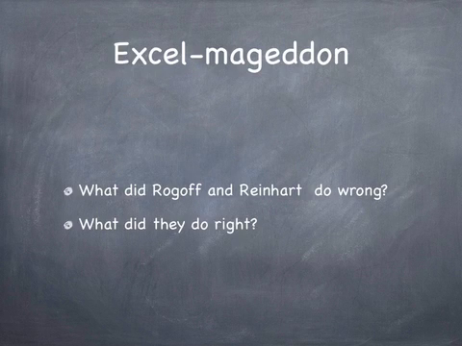So, Excelmageddon, the terrors of Excel, and Rogoff and Reinhardt's paper. This was fairly recent when this happened. This came out in May, I want to say, and has caused quite a stir because, as Colbert talked about, this paper has been the basis of a lot of policy, a lot of decisions that have affected a lot of people's lives, and to find out that it's wrong has really shaken a lot of people and made them very upset. So, I want to look at two things, what they did wrong and what they did right.